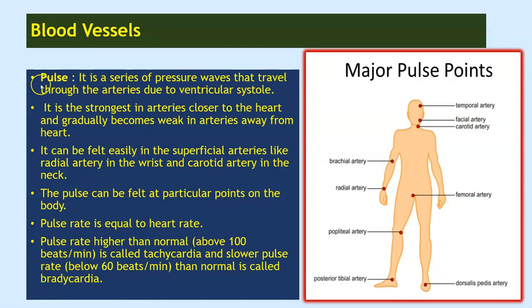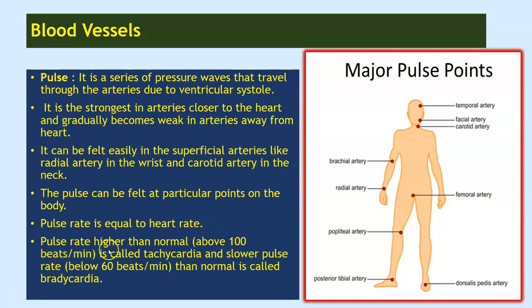Students, now let us try and understand what is a pulse. It is a series of pressure waves that travels through the arteries due to ventricular systole. It is the strongest in the arteries close to the heart and gradually becomes weak in the arteries away from the heart. It can be felt easily in the superficial arteries like the radial artery in the wrist and the carotid artery in the neck. The pulse can be felt at particular points on the body. Pulse rate is equal to your heart rate.